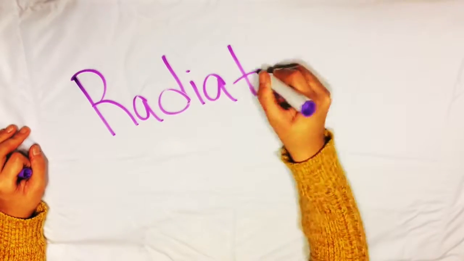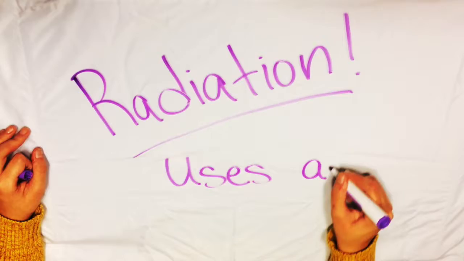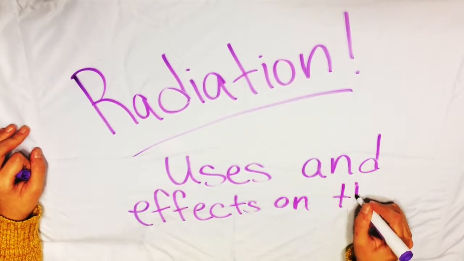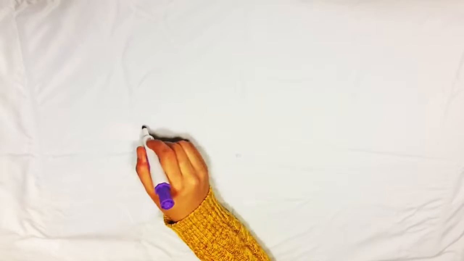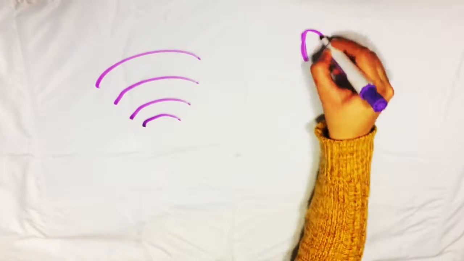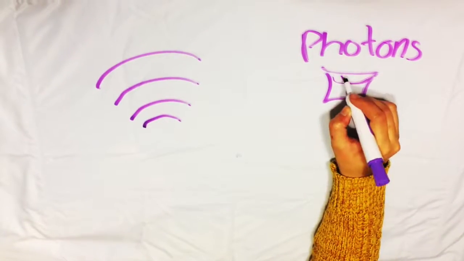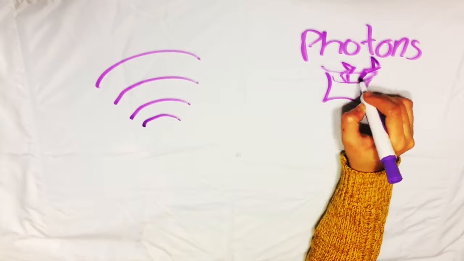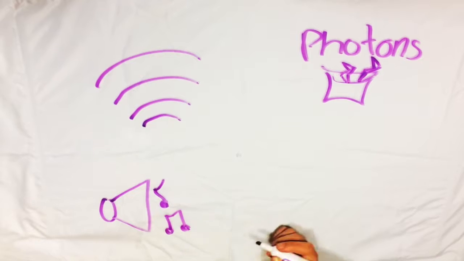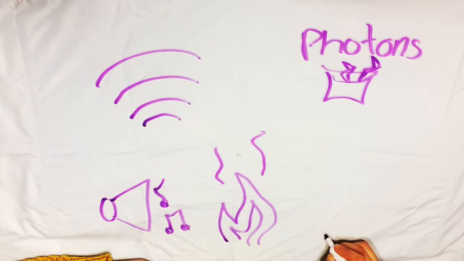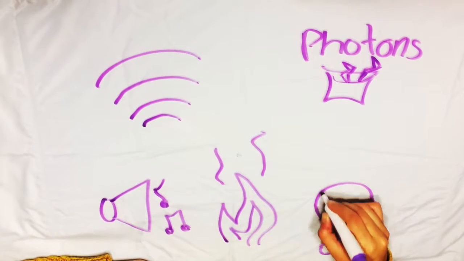Today I'm going to be talking about radiation, its uses and its effects on the human body. Radiation is the transmission of energy in the form of waves or particles through a medium. More specifically, these particles are photons, which are tiny packets of energy that can be bombarded into atoms. Radiation can travel in the form of sound, heat, and light.